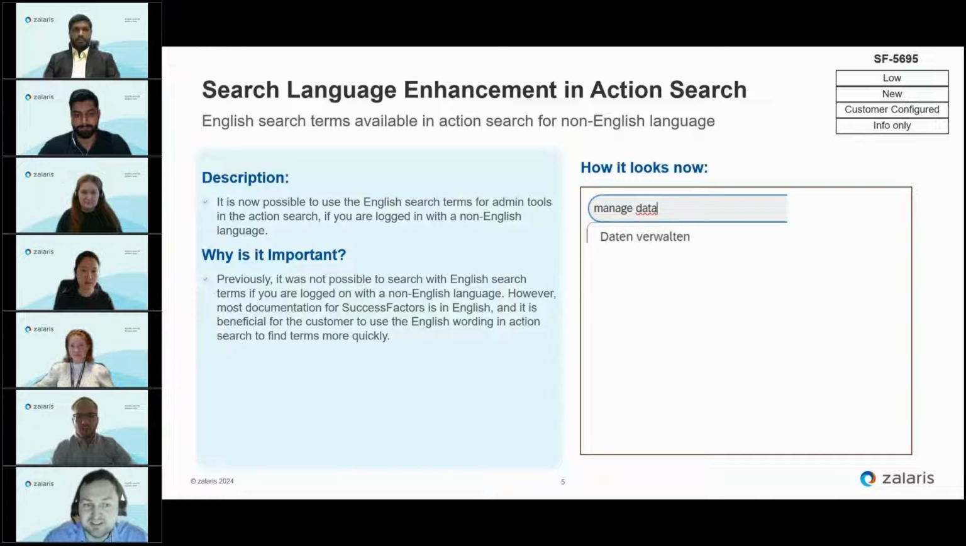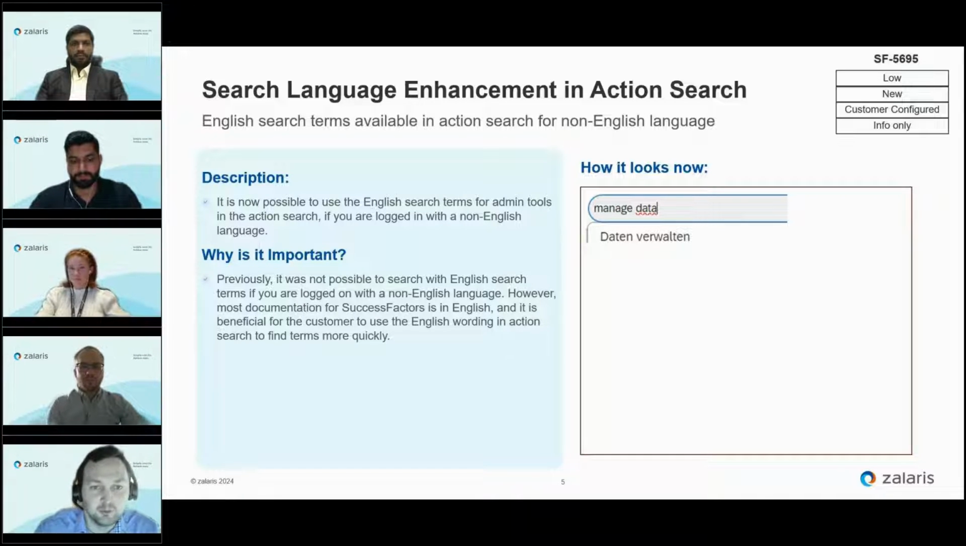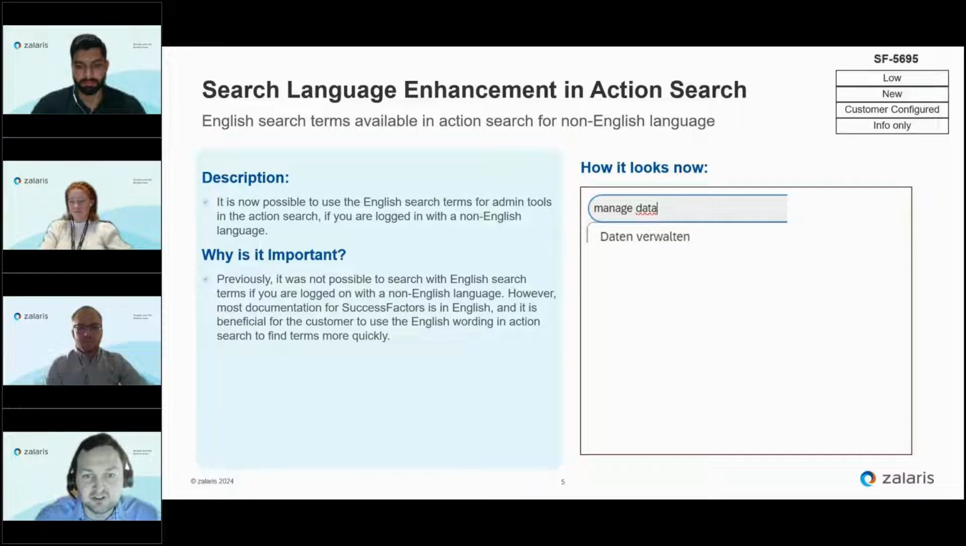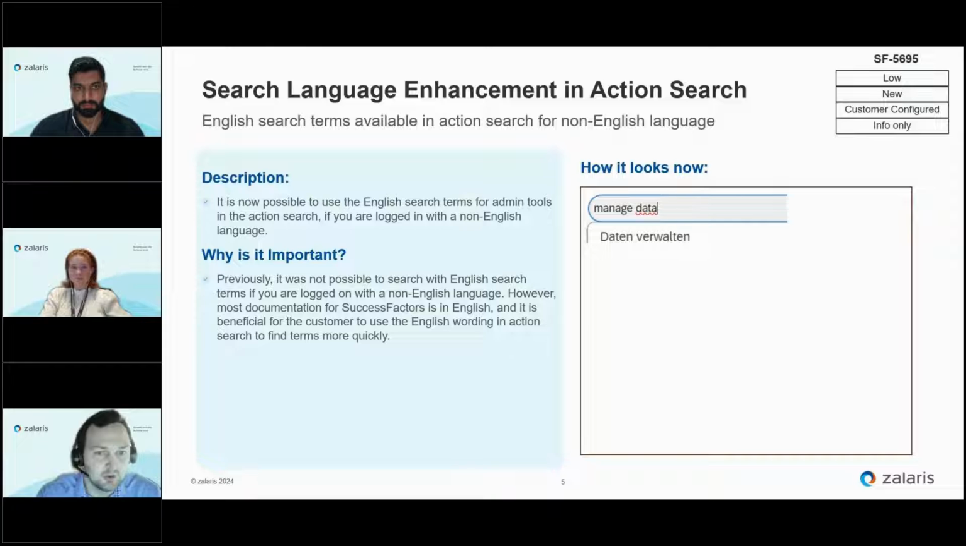You now have the possibility in the action search to search for English search terms even if you're not logged in with the English language. So if you're, for example, logged in with German, you also have the possibility to search with English search terms. And it really helps because a lot of the documentation in the system is normally in English, and the translation for other countries is sometimes really specific. So it helps the customer, the administrators, and also us as consultants to use the standard wording from SuccessFactors in the system.